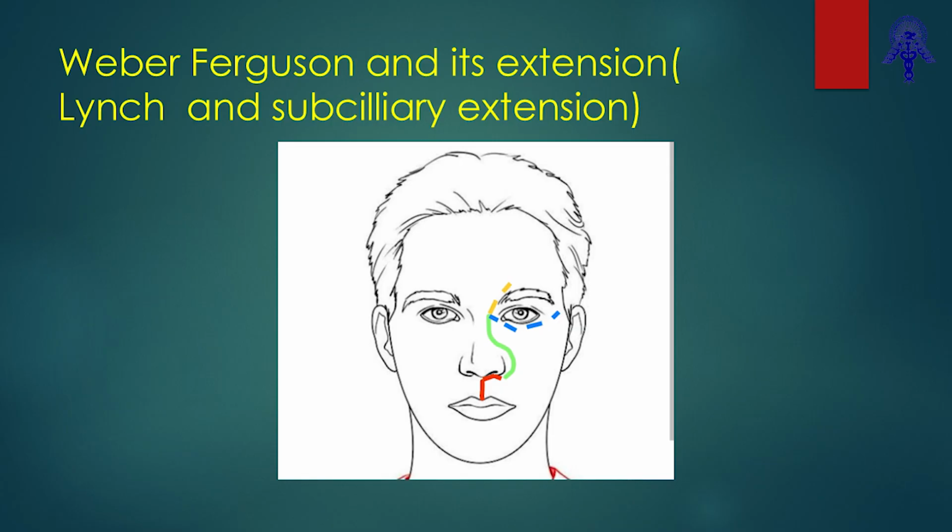And any given kind of maxillectomy can be performed with a Weber-Ferguson incision or with its extension. What are the extensions of Weber-Ferguson incision? This yellow line. Lynch incision. When do we give this incision, I mean extension? For ethmoids, sir. For ethmoids, very good. And what about this extension? Subciliary. Subciliary. When will you use this extension? When you are going to do total maxillectomy. Total maxillectomy. Okay. So this is about your Weber-Ferguson incision.